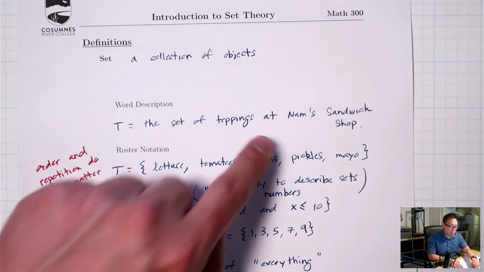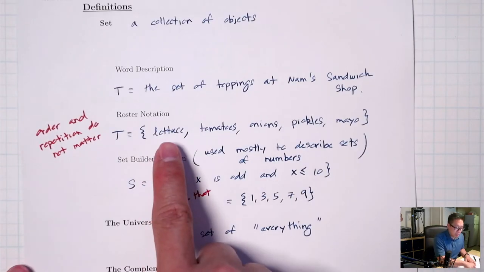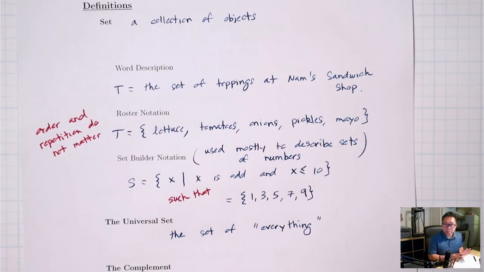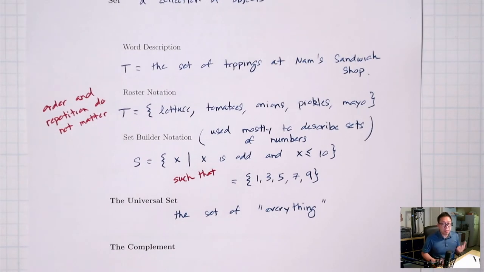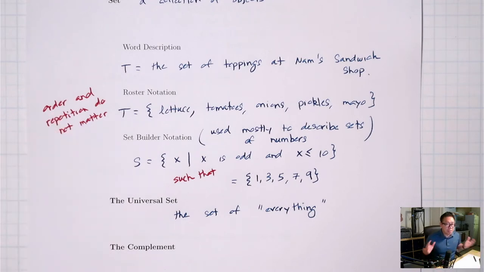So in my fake restaurant, when you say, I want everything on my sandwich, I mean lettuce, tomatoes, onions, pickles, and mayo. Okay. If you go to Subway and say you want everything on your sandwich, that means something totally different, right? Subway has way more toppings than I do. So when you go to Subway and say, I want everything, you get something totally different. If you go to Chipotle and you say, I want everything on my burrito, you get something totally different also.